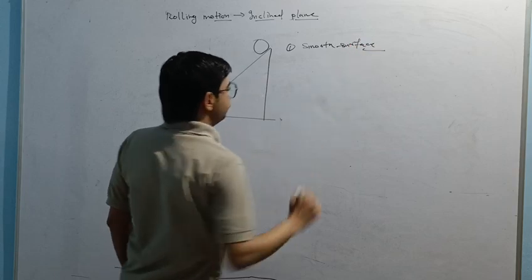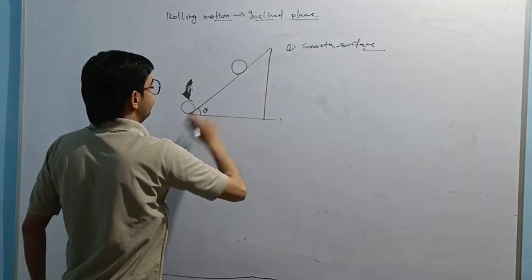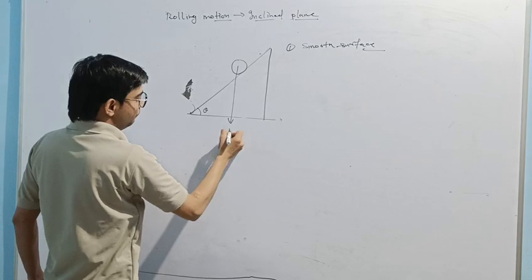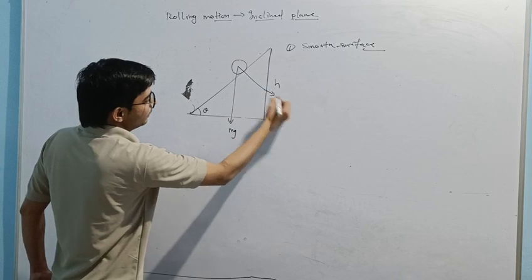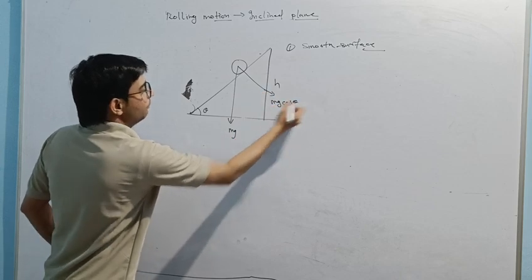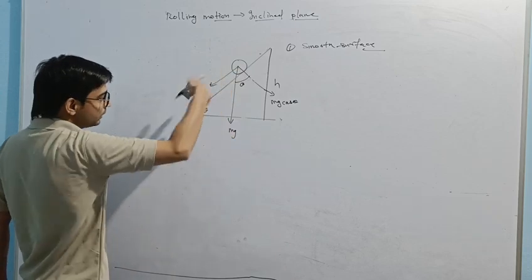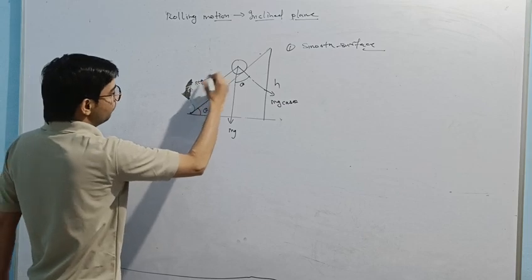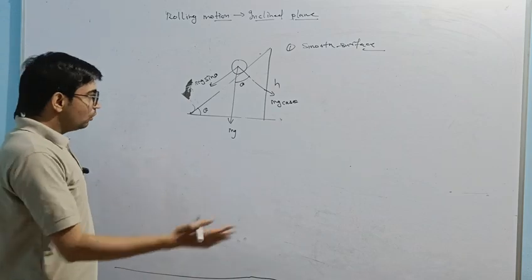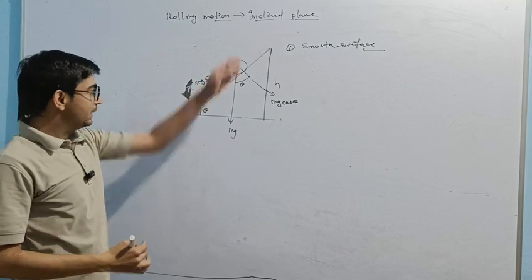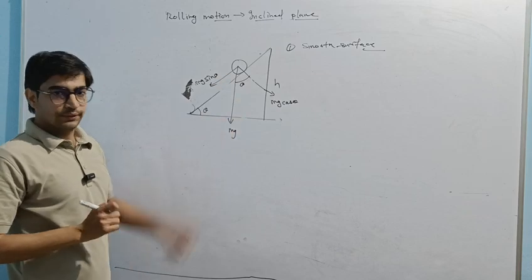For smooth surface, suppose this object is placed here. Now this is mg, this height is h actually, and this is mg cos theta. By geometry, this angle will be theta here, and this component will be mg sin theta. These are vector components actually, right? There is no frictional force, so the object will come down like this without rolling. It will slip on this surface.